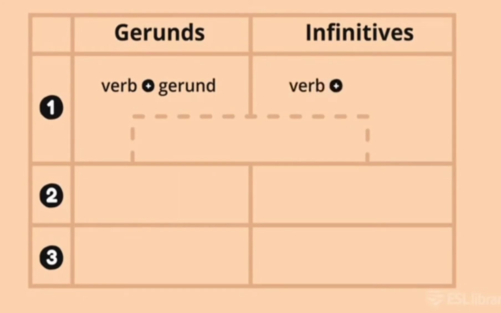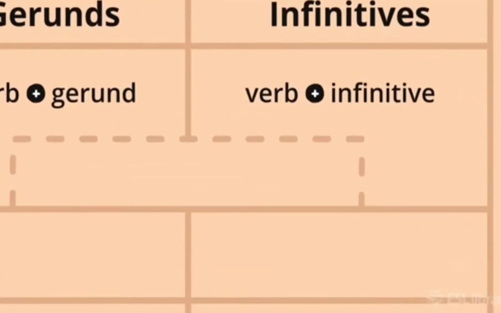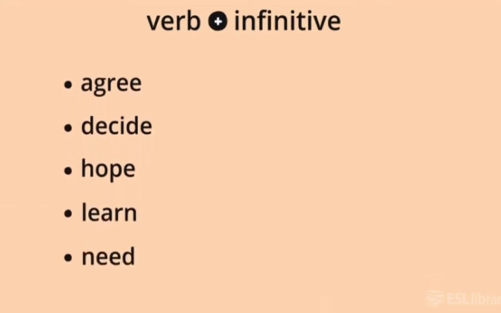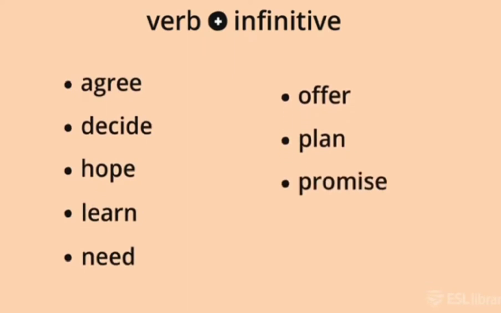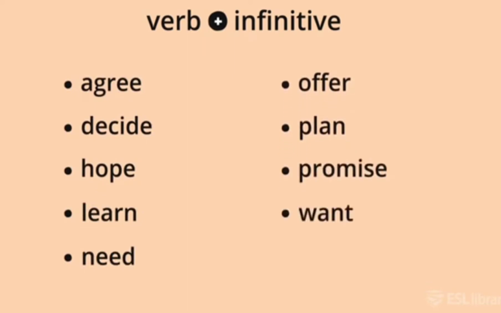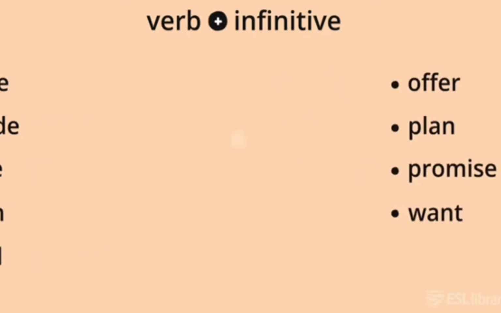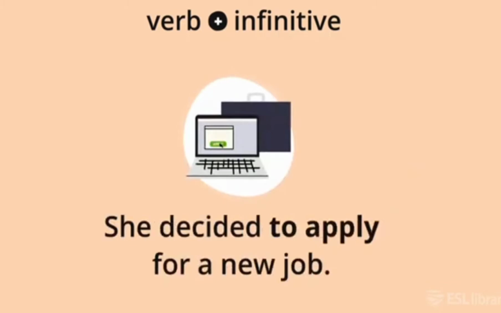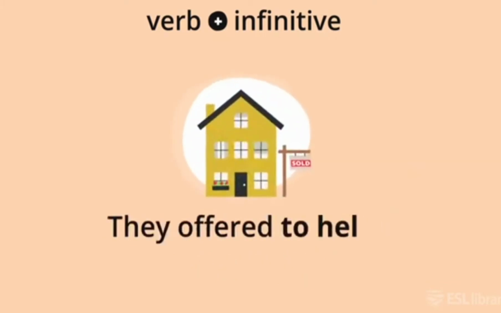Other verbs are always followed by an infinitive. Common verbs followed by an infinitive are agree, decide, hope, learn, need, offer, plan, promise, and want. For example, "She decided to apply for a new job." "They offered to help her move."